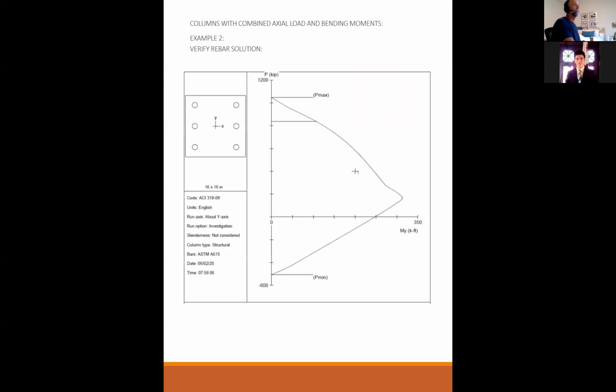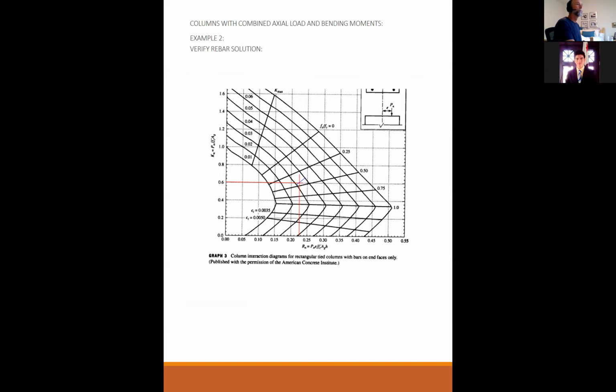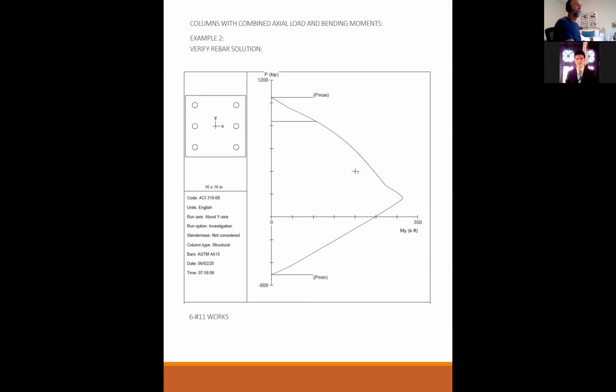Okay, so then, still example problem number 2, verify rebar solution. Here's my 6 number 11s in this column, and I plotted out the interaction diagram, plotted out my load point of, let's see, it was 400 up and 200 over, and it's inside of the chart. So it is confirmed that it's working. Or you could hand calc out those 5 points again and confirm that it would work that way as well. Oops, the wrong way. 6 number 11s works.